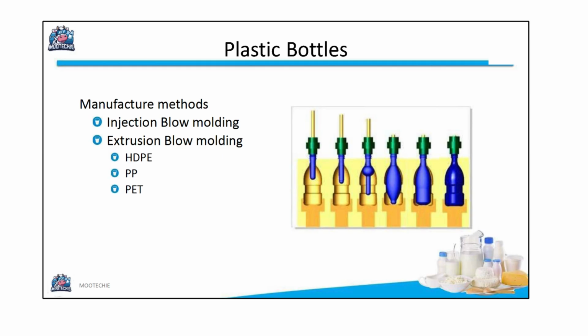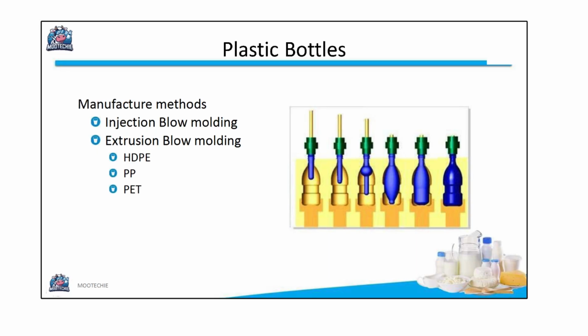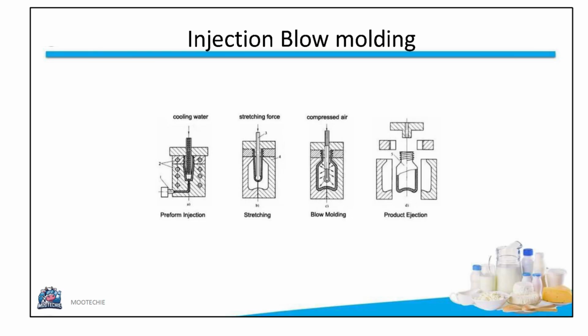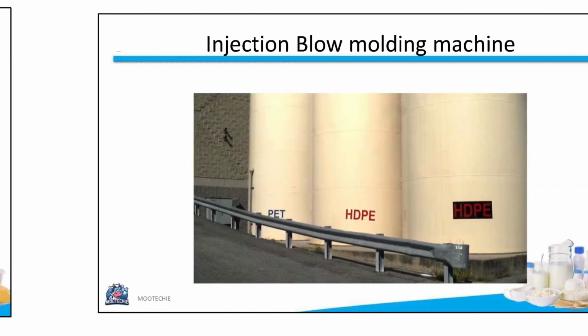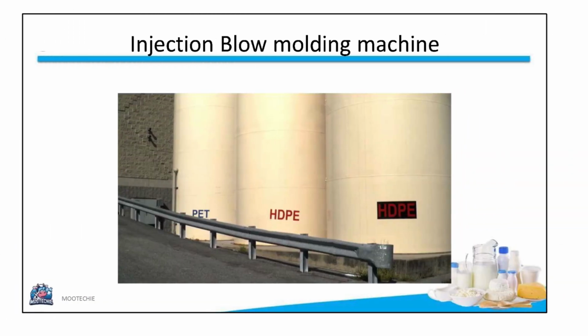Moving on, we'll look at the manufacture of plastic bottles. There are two primary methods: injection blow molding and extrusion blow molding. First, let's understand injection blow molding. This process involves several key steps. It starts with preform injection, where a test tube-like preform is created. Next, a stretching force is applied to the preform. Then, compressed air is blown into it to expand it into the final bottle shape within a mold. Finally, the finished product is ejected. The machine uses cooling water to solidify the plastic. An injection blow molding machine is designed to work with specific materials. Commonly used plastics include PET, which is polyethylene terephthalate, and HDPE, or high-density polyethylene.